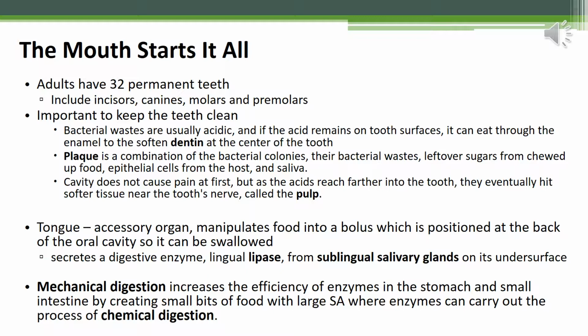In humans and most other mammals, digestion starts in the mouth, unless you're a spider or something, in which case they might excrete a digestive enzyme onto the food before they eat it. But anyway, we're going to talk about the teeth first. Adults have 32 of these permanent teeth, and these include the incisors, the canines, the molars, and the premolars.